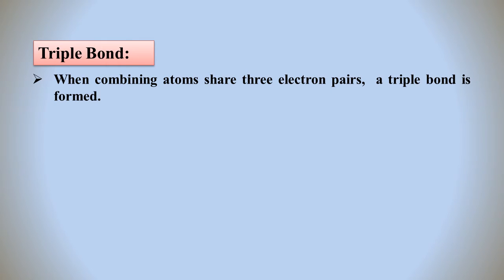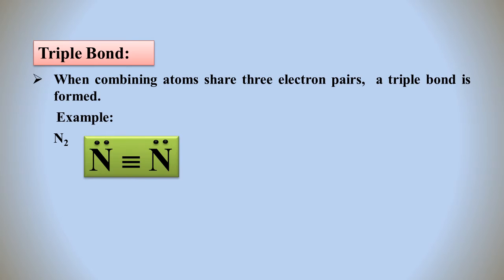We have the triple bond. When each atom shares, in a mutual benefit, 3 electron pairs, a triple bond, or trivalent bond, is formed. We have the main example here: nitrogen, which we took before. In nitrogen, each atom shares 3 electrons. So we can write N triple bond N.